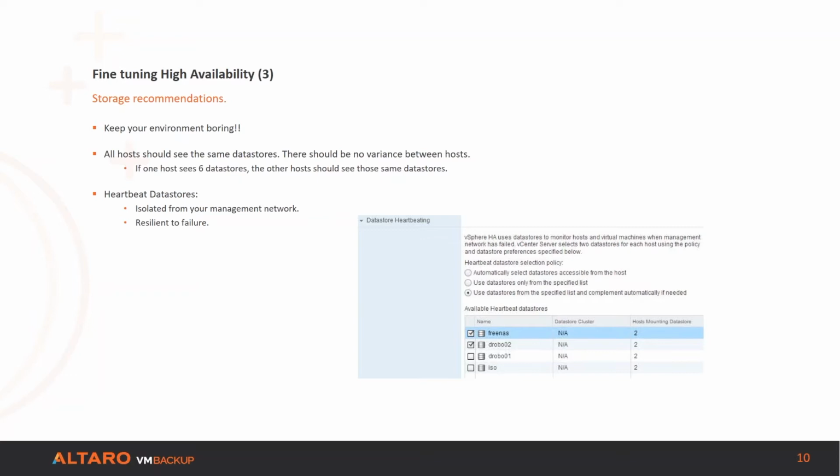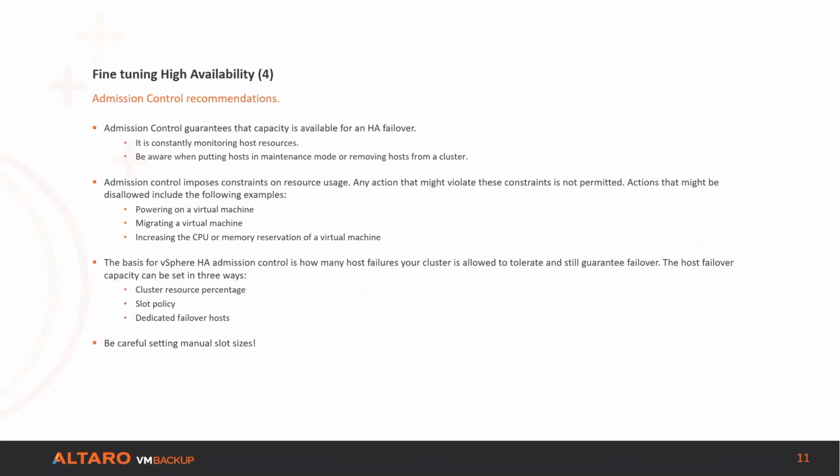Those heartbeat data stores need to be isolated from your management network and they need to be resilient to failure, okay? And what I like to do, and this is just me, is if I have the ability to run an NFS data store, I'll use NFS on one, and then I'll use VMFS for my other shared data stores. There's nothing saying that you have to use all VMFS data stores. I like to mix it up and create a little bit of a hybrid environment if you're going to do it. So in terms of admission control, this is something that I was talking about earlier with slot sizes.